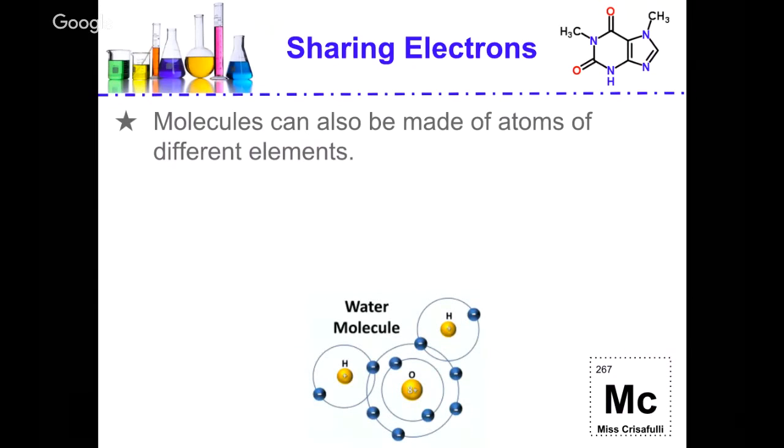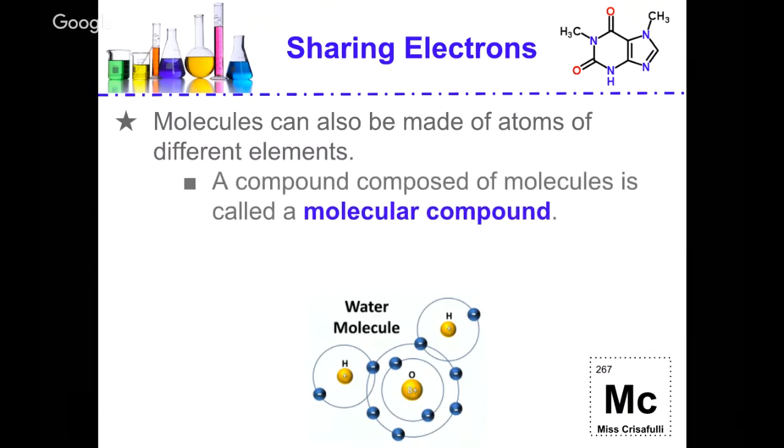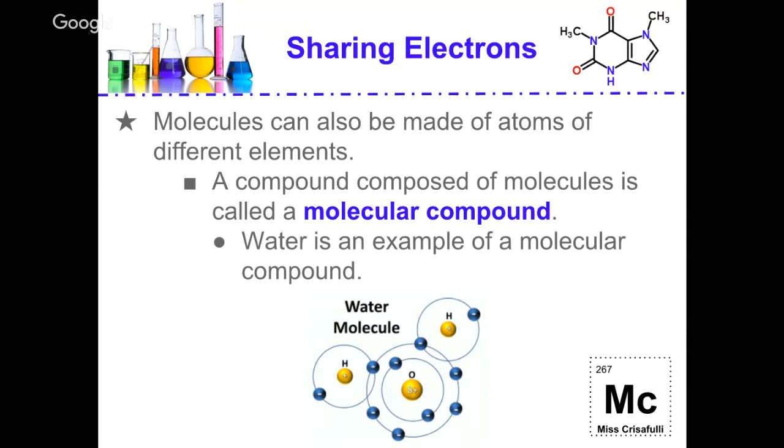Molecules can also be made of atoms of different elements. A compound composed of molecules is called a molecular compound. Water is an example of a molecular compound because it is the molecule that forms when oxygen and hydrogen, specifically 2 hydrogen atoms, share electrons.